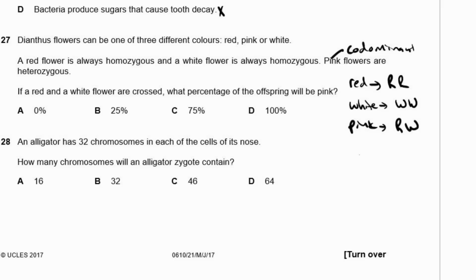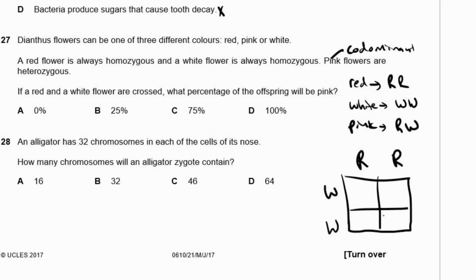Okay, so we have a red flower, RR, by a white flower, WW. We have our little Punnett square here. Doesn't have to be beautiful. We have RW, RW, RW, RW. So if you cross a red and a white, you will get 100% pink. There we go.